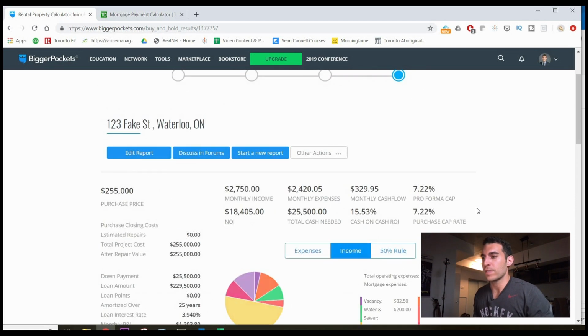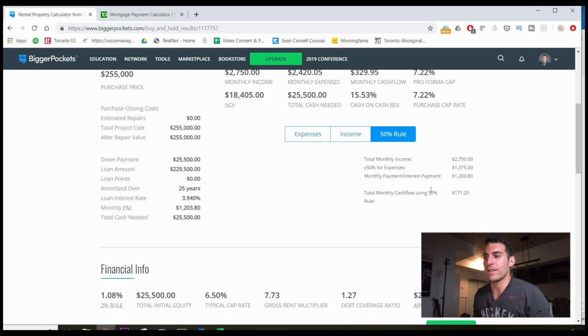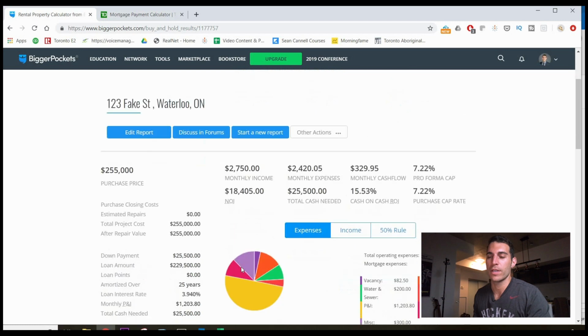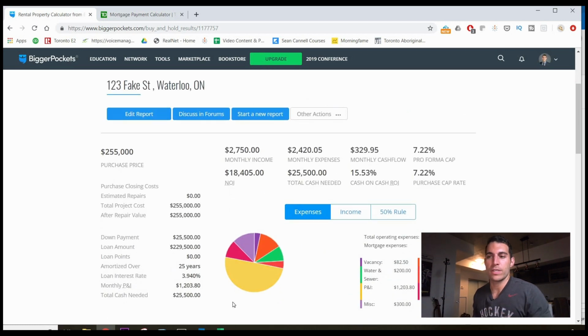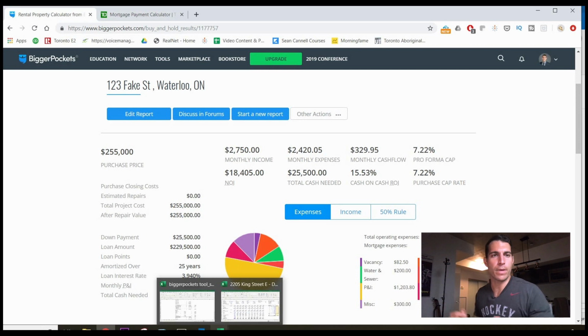So I think this is something you can definitely get use out of. You can research the 50% rule on Bigger Pockets. It's another cool little feature. But yeah, I thought I'd show you how to run through a deal. If you have any questions, or if you want me to drill down on anything in more detail, don't hesitate to reach out, and I'll meet you back on the other screen.